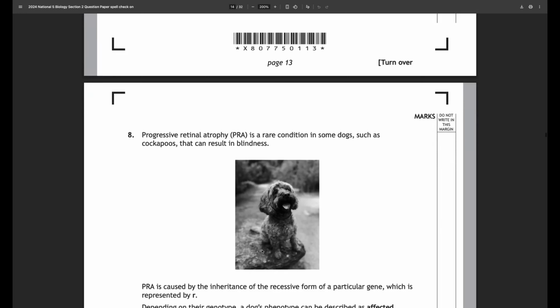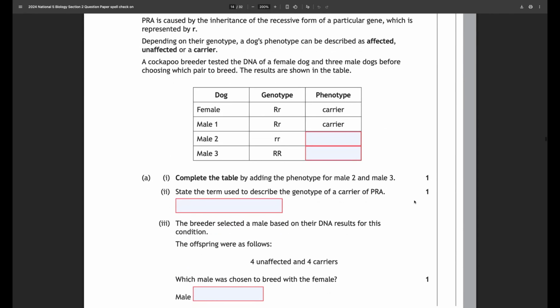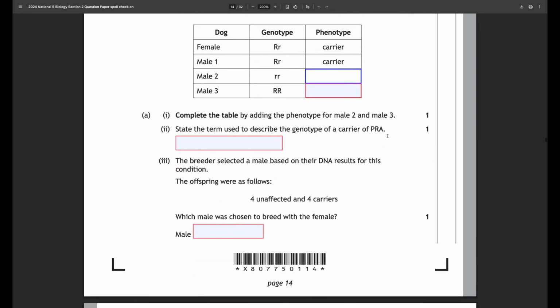Okay, question 8. Progressive retinal atrophy is a rare condition in some dogs, such as cockapoos, and it can result in blindness. PRA is caused by the inheritance of a recessive form. Recessive, remember, meaning the one that needs 2 copies to be expressed and is usually represented by a lowercase letter, in this case, lowercase r. Depending on their genotype, a dog's phenotype can be described as affected, unaffected, or a carrier. A cockapoo breeder tested the DNA of a female dog and 3 male dogs before choosing which pair to breed. The results are shown in the table.